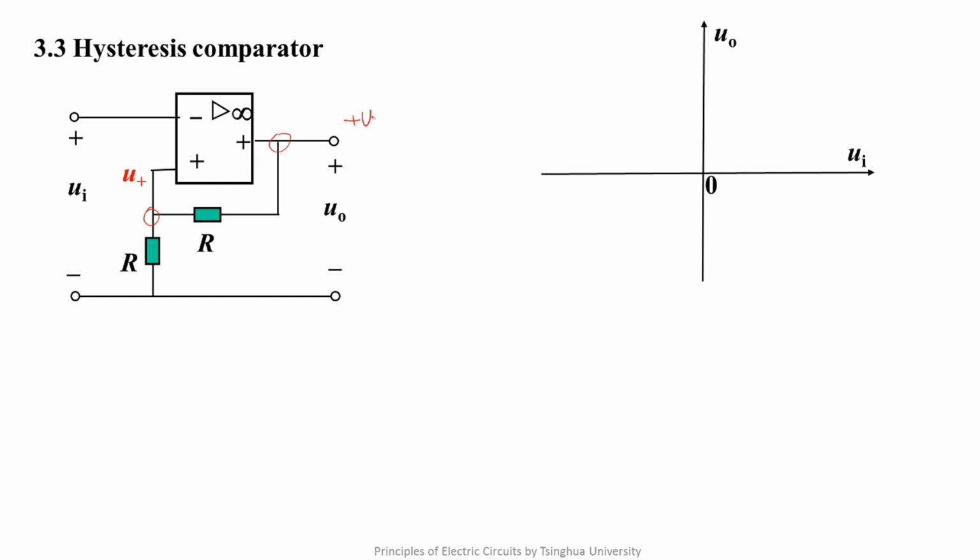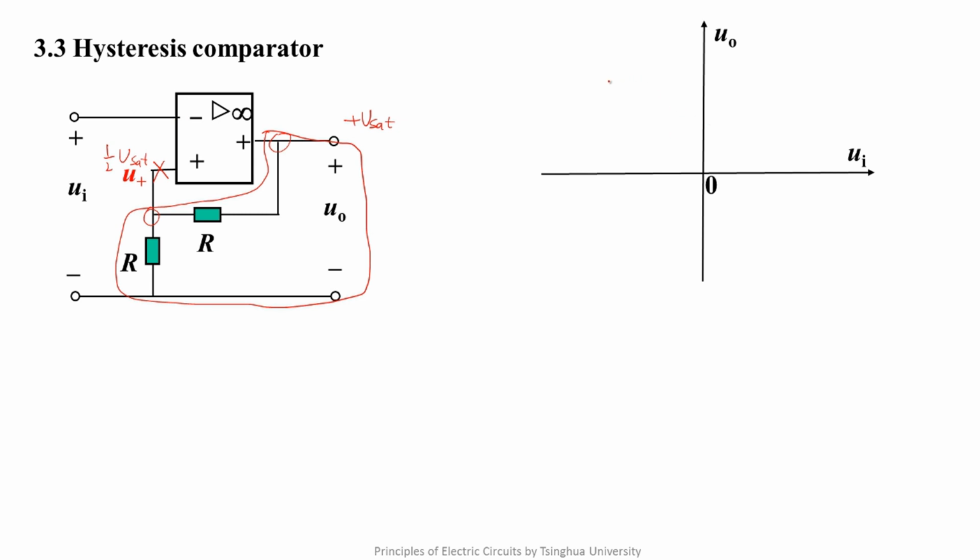We suppose that the output is positive U-set. There is no current here due to virtual open, so this part is a voltage division circuit. When the output is positive U-set, U positive is half of U-set. As long as the input, that is the inverting input voltage, is less than half of U-set, the output keeps positive U-set.